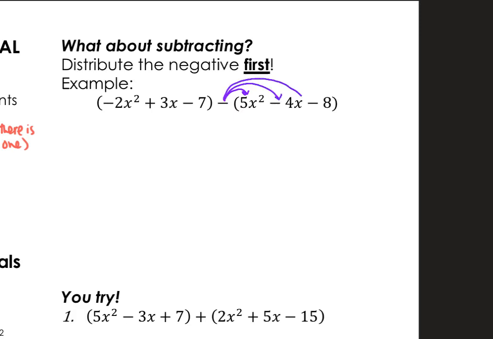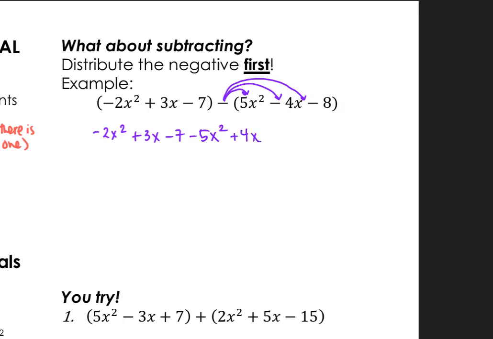So when you multiply something by a negative or negative 1, what it essentially does is it flips the sign of these parentheses. The first parenthesis stays the same, negative 2x squared plus 3x minus 7, but the second parentheses, the signs are going to flip. So it was a 5x squared, so now it's minus 5x squared. It was a negative 4x, but now it's plus 4x.